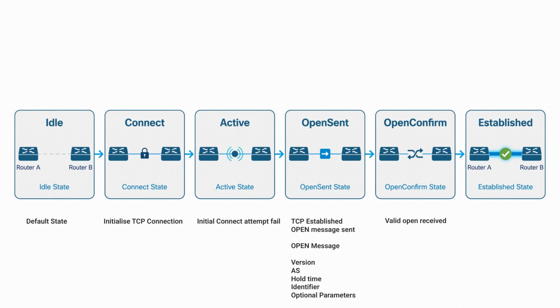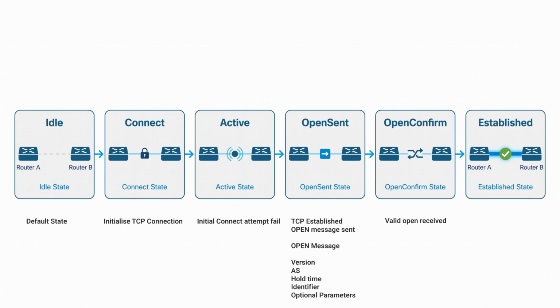BGP's finite state machine helps troubleshoot. Idle means the router waits for a TCP session. Connect is the next step, attempting a TCP handshake. Success leads to an open message. Failure means retrying. Active means the router retries after a failed connection, often due to reachability or TCP issues.